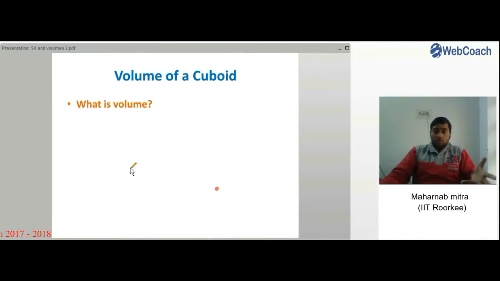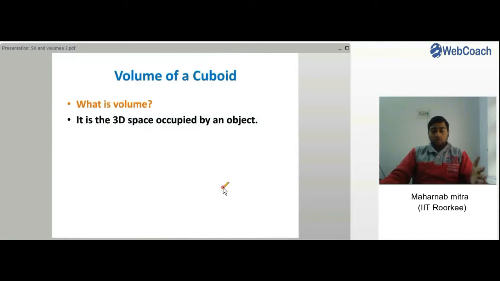So let us see what actually volume is. What is volume? Volume is the three-dimensional space occupied by an object. What do you mean by three dimensions? An object can have three dimensions, which are length, breadth, and height, right? Whatever objects you are seeing in your daily life, all of them are three-dimensional objects. They have a certain length, breadth, and of course a certain height, and they are occupying a certain amount of space on earth, right?